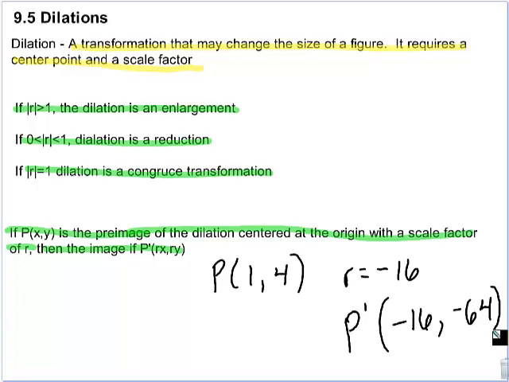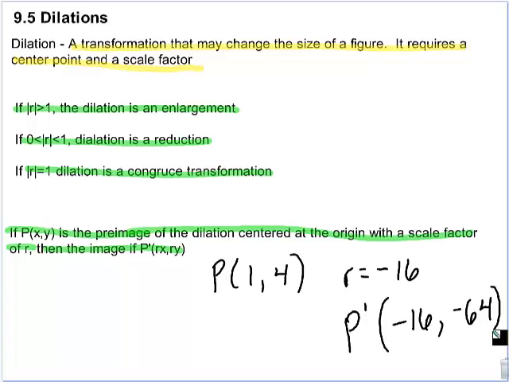Wait, what does the r stand for, though? It's our scale factor, or it tells us if we are enlarging or reducing. Yeah, it's not s, it's r. Has to be r. Well, r is what you're going to see it being, so that's just a standard practice. It has to be r.